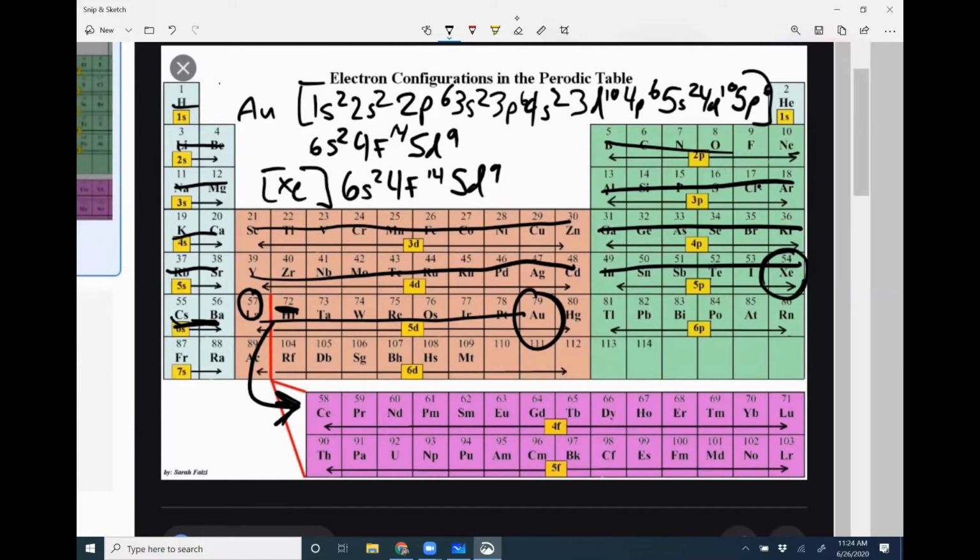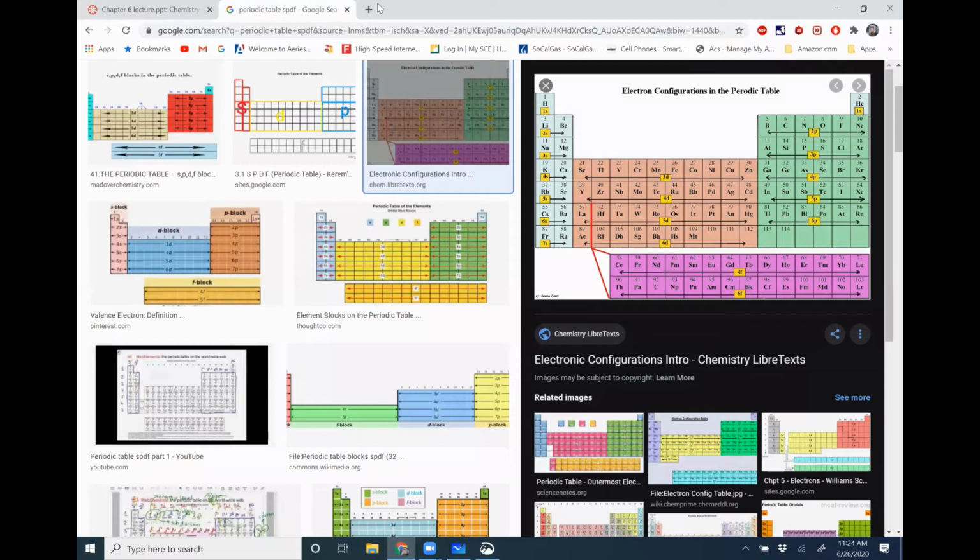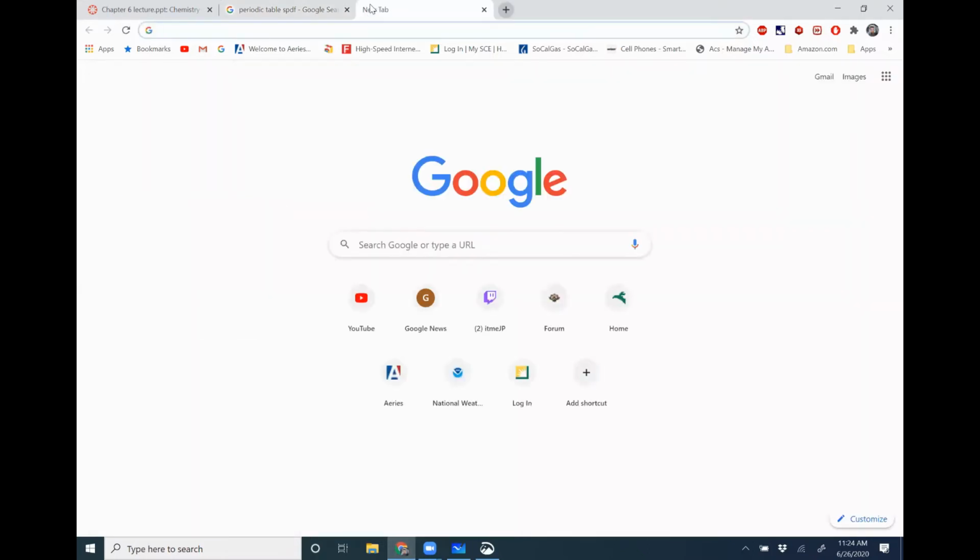Another thing you'll see when you go online is they write them backwards. About 15 years ago, there was a shift in writing electron configurations where you write the electrons that leave first at the end. So if we were to Google the electron configuration of gold, you'll notice it'll say 4f14, 5d9, 6s2.